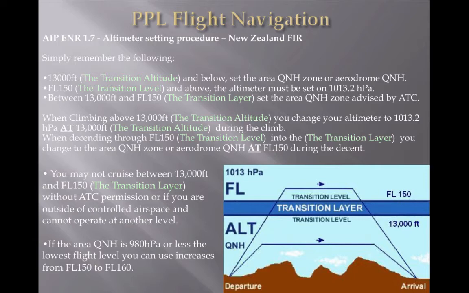So you may not cruise between 13,000 feet and flight level 150, the transition layer, without ATC permission, or if you're outside controlled airspace and cannot operate at any other level. If the area QNH is 980 hectopascals or less, the lowest flight level you can use increases from flight level 150 to flight level 160. And that goes back to differences in air pressure and air density and how that is perceived on our altimeters.